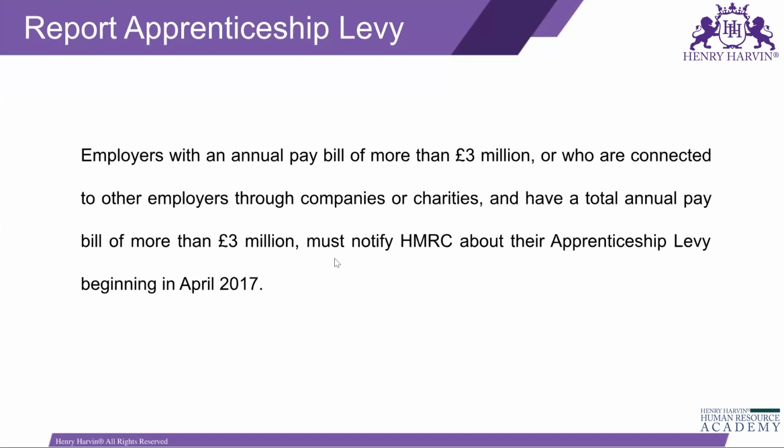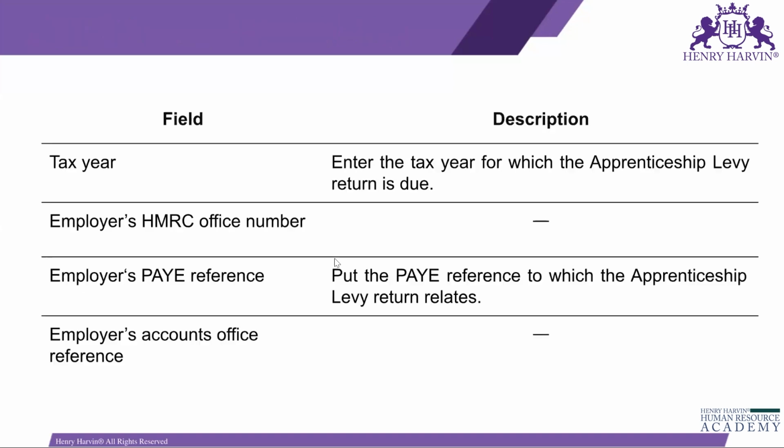Employers who have a total annual pay bill of more than £3 million must notify HMRC about their apprenticeship levy, beginning in April 2017. Okay, so in this case, they are eligible for the apprenticeship levy, so they can inform HMRC about it through EPS. Construction industry scheme and apprenticeship levy, we'll see more around this. First, we'll complete this module.